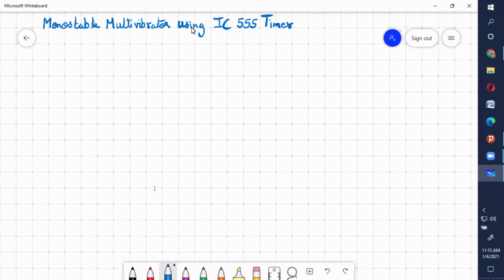Astable multivibrator using IC 555 timer. Do you have any doubt? No, sir. Okay, students. The next concept is again based on IC 555 timer. Can you tell me the internal circuit of IC 555 timer?